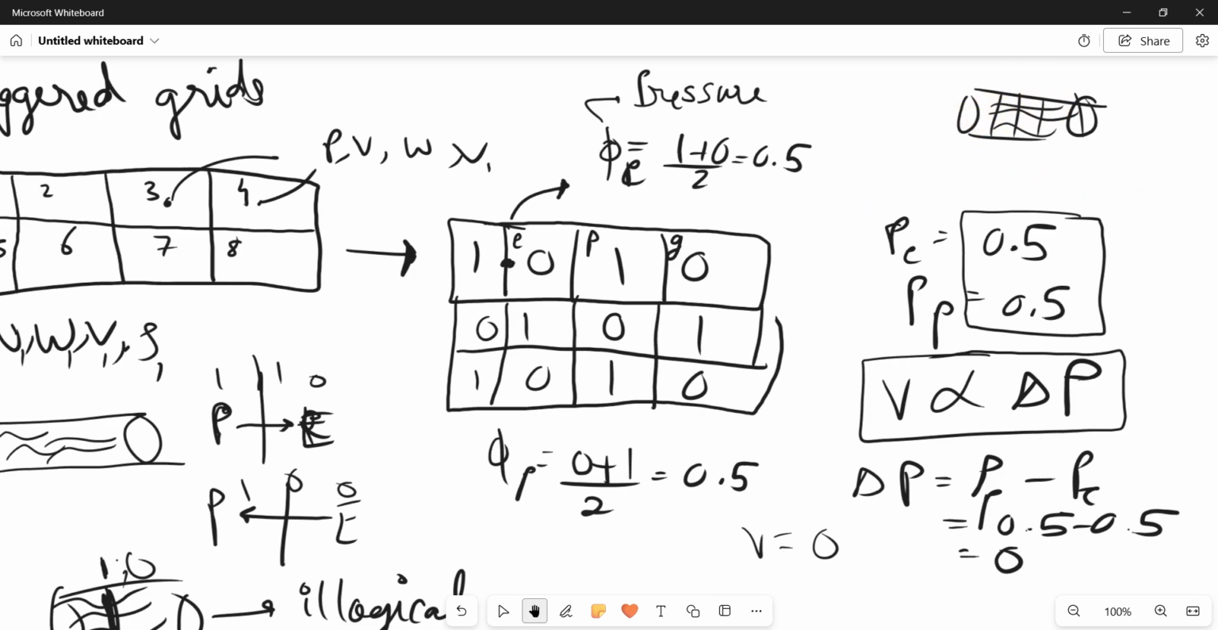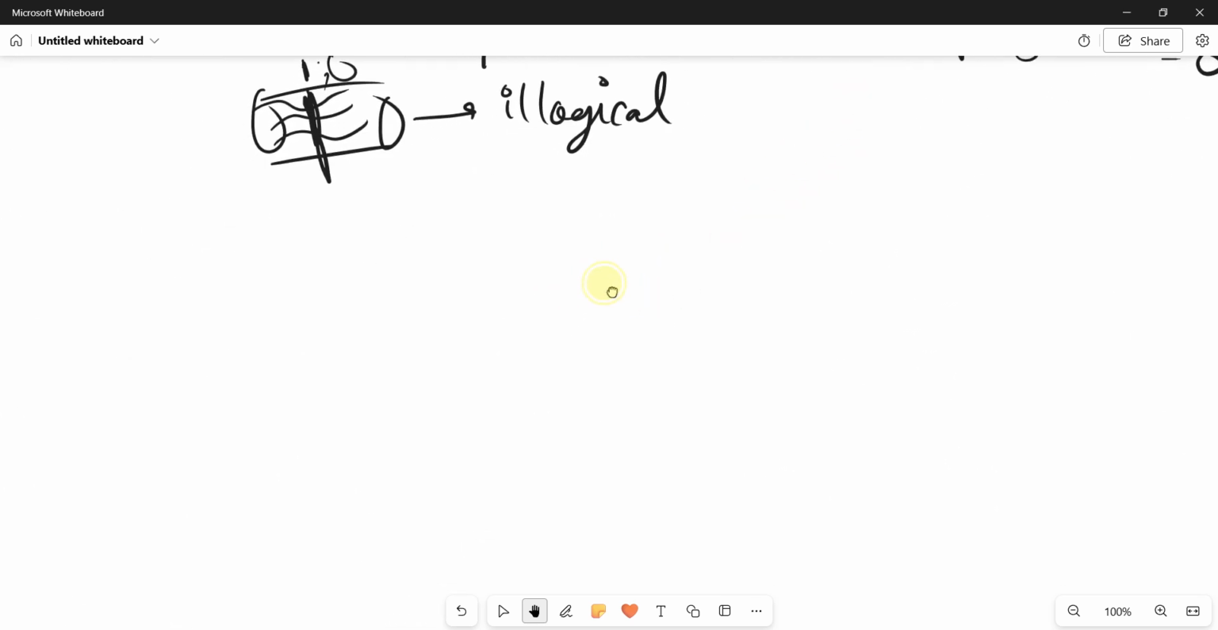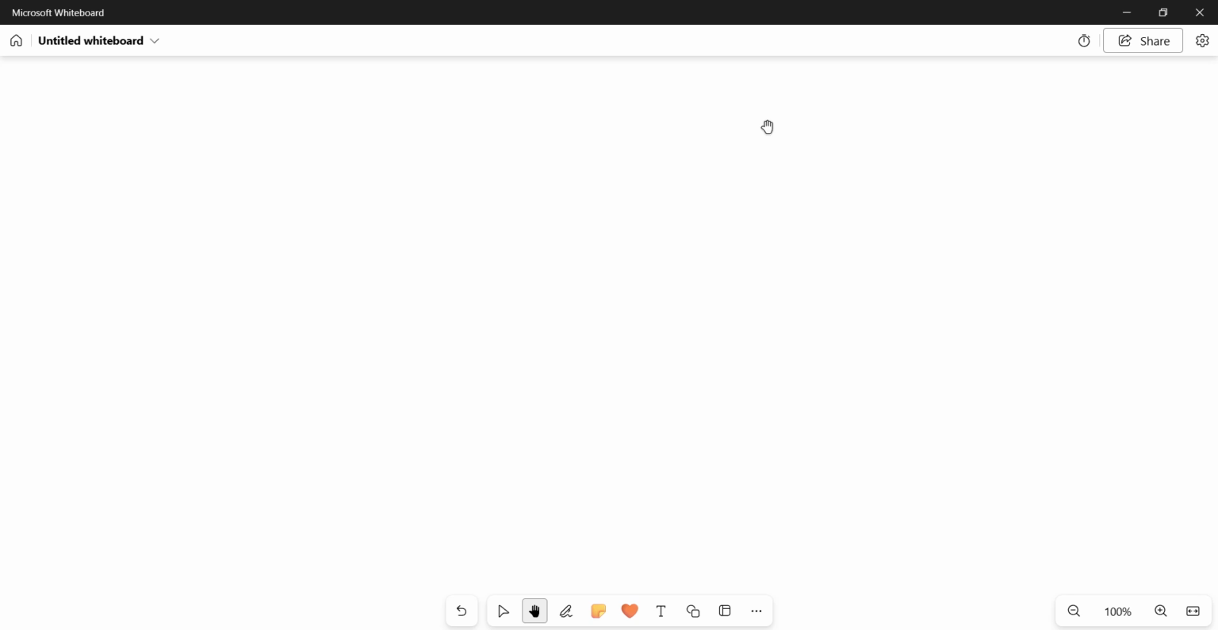But is that possible? Of course not. There should be flow, right? It's just that the pressure is alternating. It doesn't mean that there is no flow of water. How can there be no flow of water, or how can there be no velocity at all, but pressure keeps changing? That's just not possible, right? So that is why the checkerboard pressure case is one particular case that we have to account for.